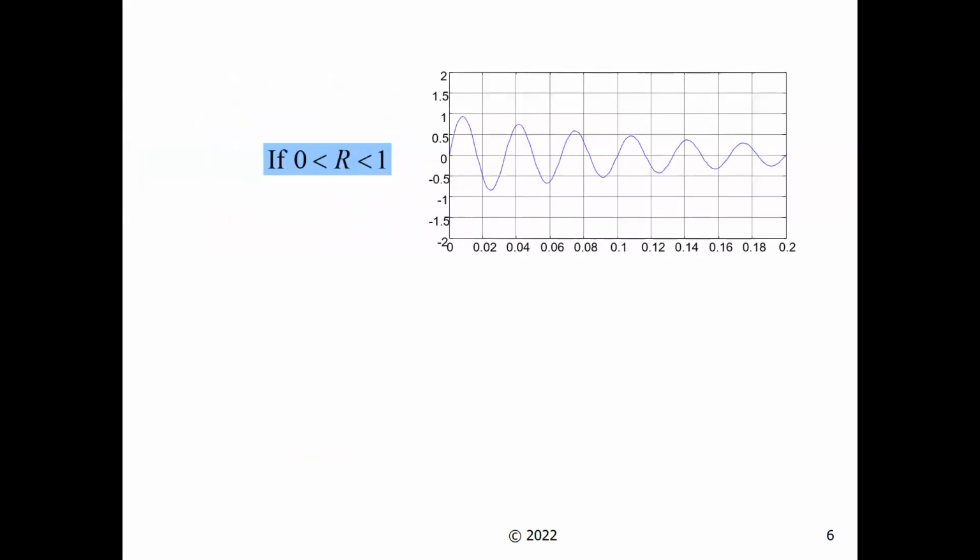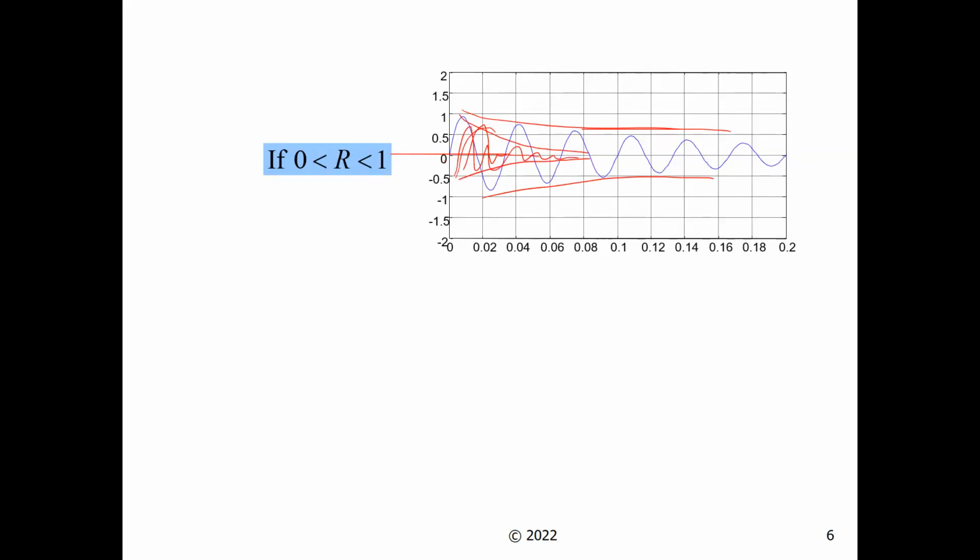So if r is less than 1, you get something looking like this. Depending on the value of r, this can decay quite rapidly. Or if you make r fairly close to 1, the decay is quite gradual. Why you would want to do that depends on the particular application that you're dealing with.